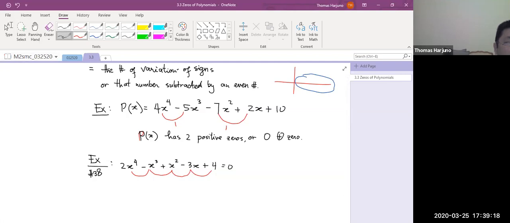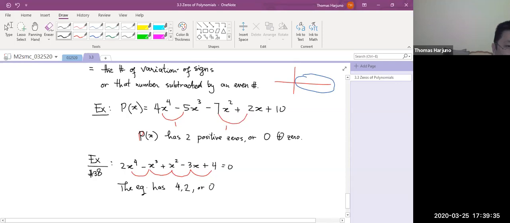So then we say the equation has 4 or 2, which is 4 subtracted by 2, or 0. From that, 4 minus 4, I get 0 positive solutions. Because the sign changes 4 times, it either has 4 positive solutions, or only 2, or no positive solutions at all.